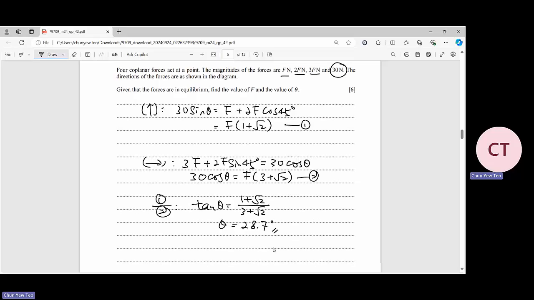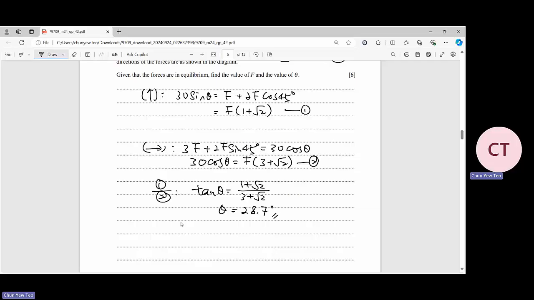Pressing the calculator, you can get the answer for theta is 28.7 degrees. And from here, we just substitute into either equation 1 or equation 2. Then you can get F is equal to 30 sin 28.7 degrees over (1 + √2). And you just press the calculator, your answer will be 5.96, correct to 3 significant figures. Done. That will be the answer for question number 4.